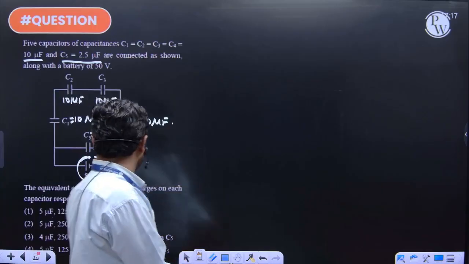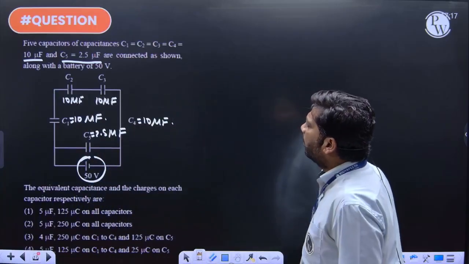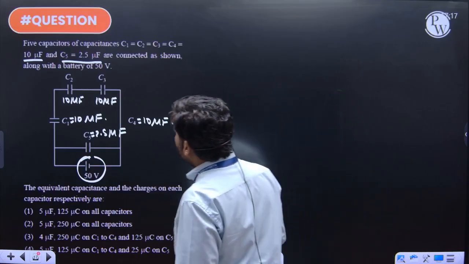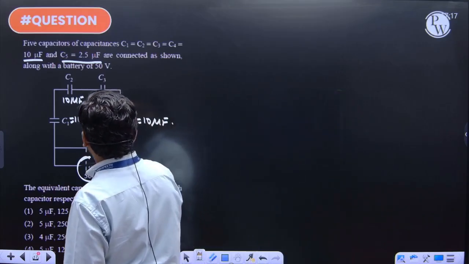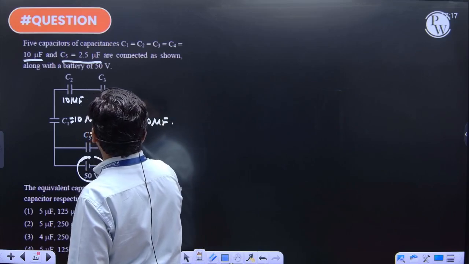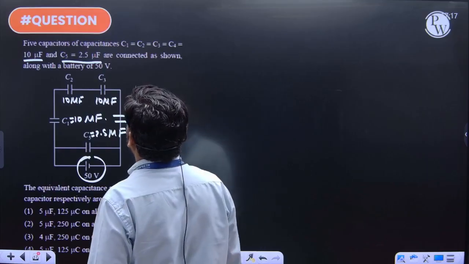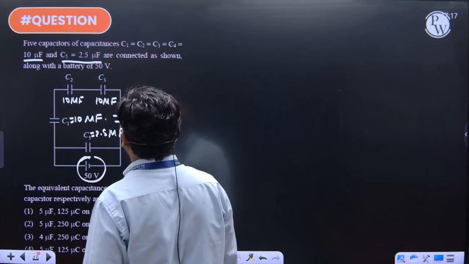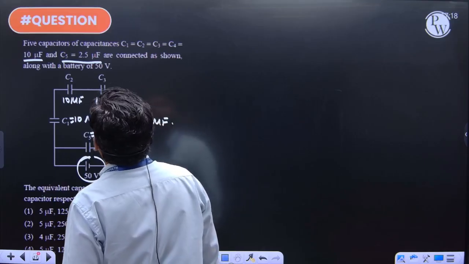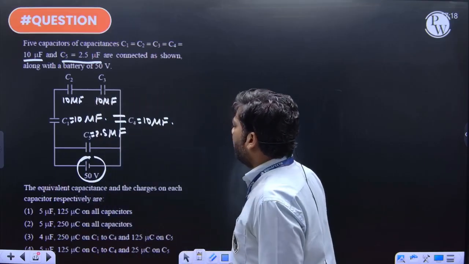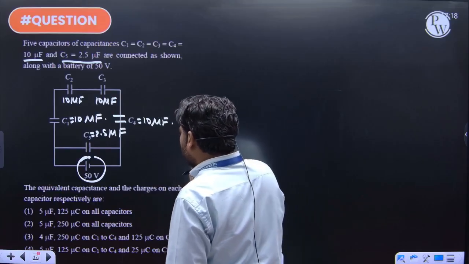Once you are getting this, write down the information quickly. Where is C4? I think here it is C4. The diagram is missing here. Anyway, you have to find out the equivalent capacitor and the charge on each capacitor respectively.